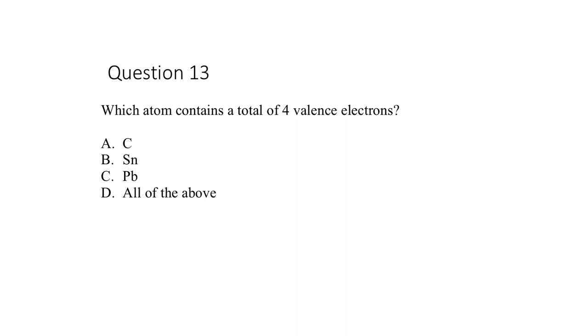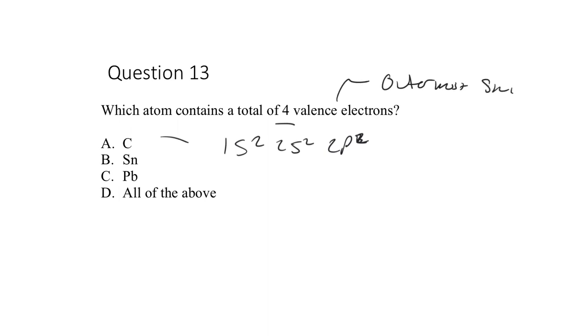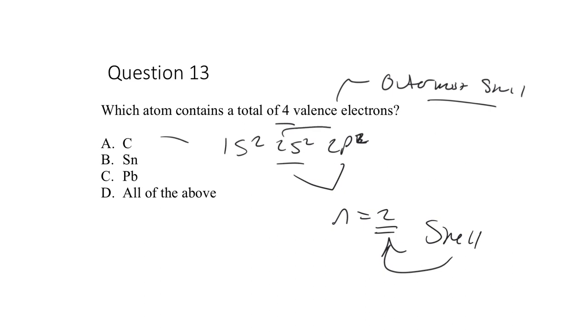Question 13, which atom contains a total of 4 valence electrons? So when we look at an atom like carbon, 1s2, 2s2, 2p2, the valence is the outermost shell, and then if we have an unfilled lower subshell, we've got to count those too. I'll give you an example of that in a minute. But for carbon, that doesn't matter. The outermost shell is n equals 2. The shell is the n value. So I have 2 subshells that are sharing the outermost shell, n equals 2. So I have 2 plus 2, that's 4. So I have 4 valence electrons for carbon.